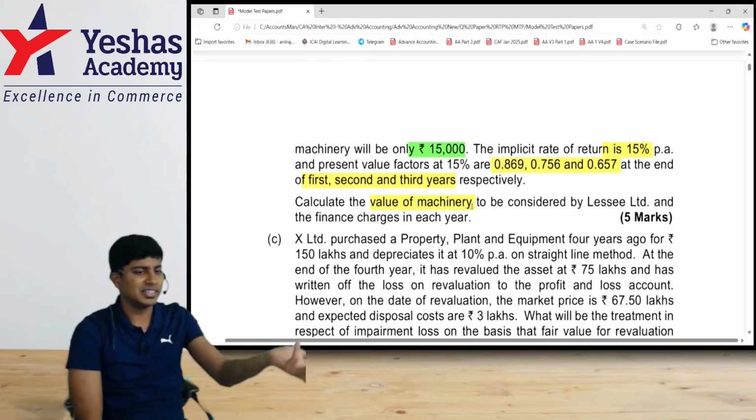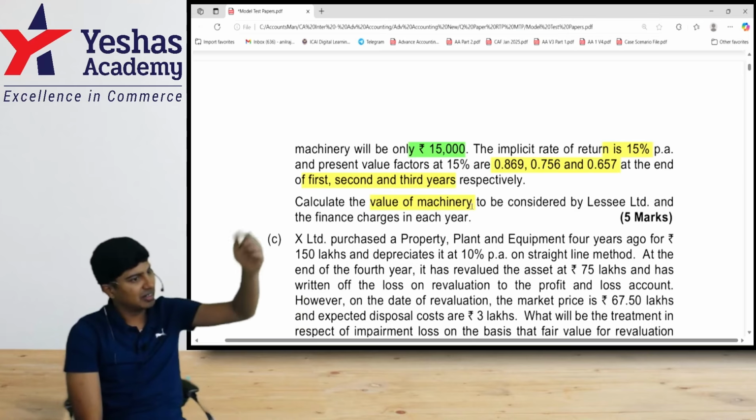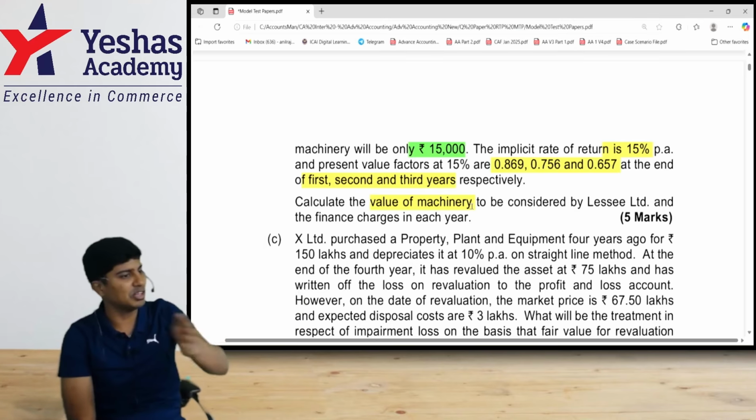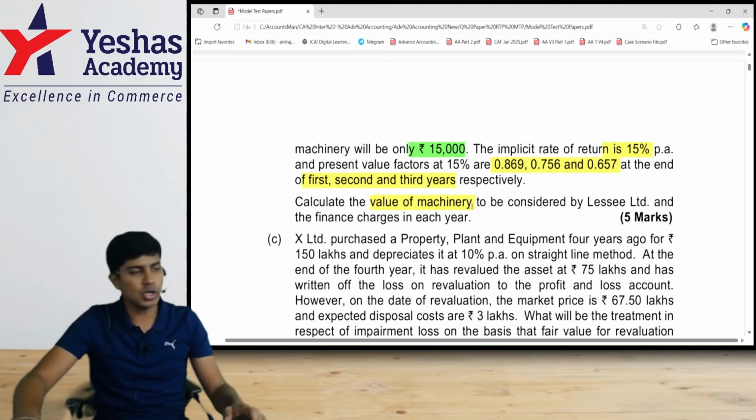Whatever value you record the asset at, the same value would have to be recorded as the liability. And we should find finance charges for you, interest expense. After you identify that, write it and then start computing interest at 15% for each year, deducting 3 lakh lease payments. You will get the answer. Shall I show how it is solved?